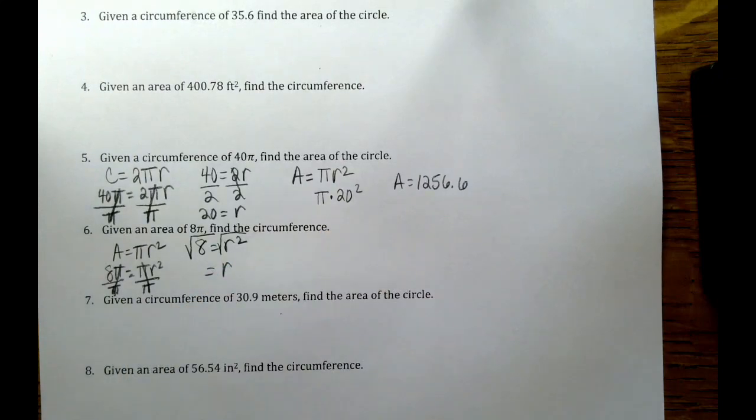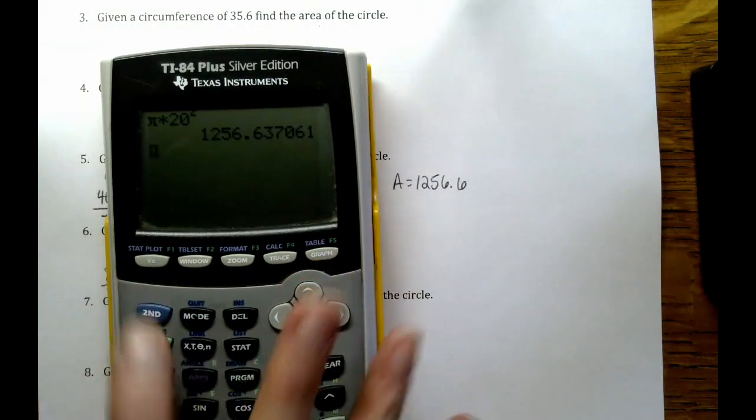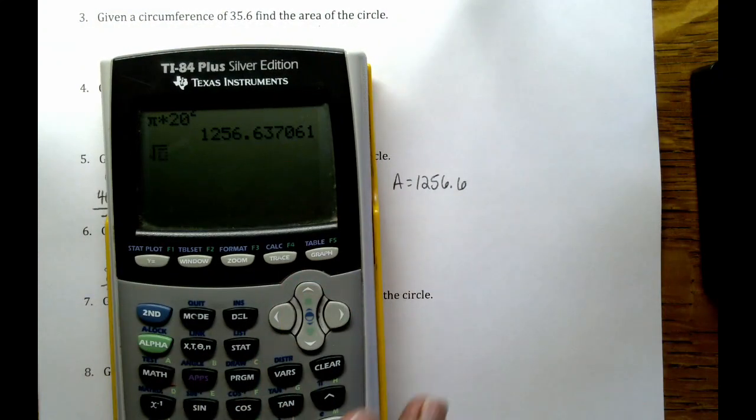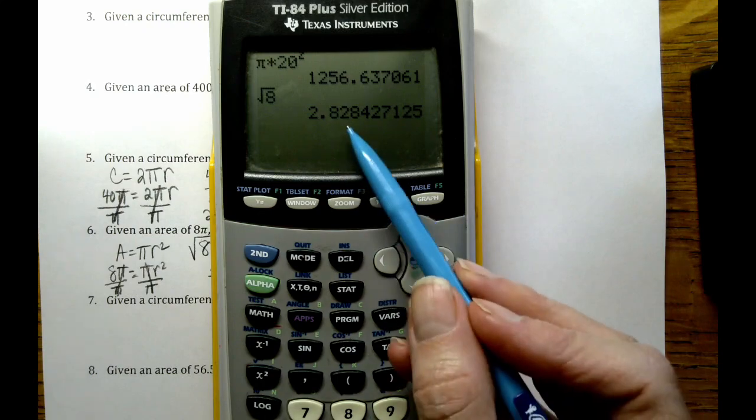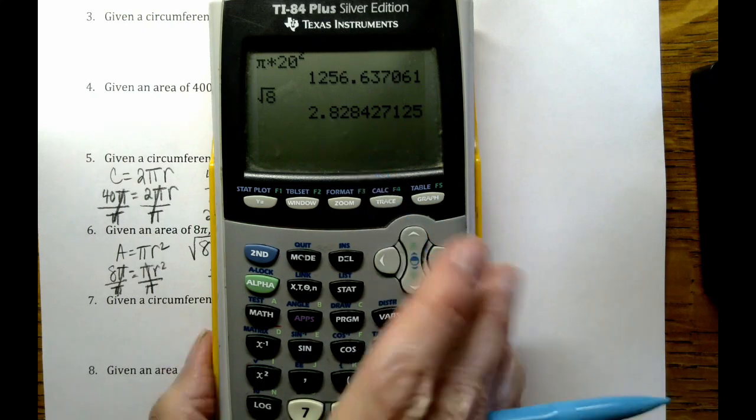So we're going to type that into the calculator. And the square root of 8 is 2.8. We're looking at the 2, so we're going to leave that 8 alone, 2.8.